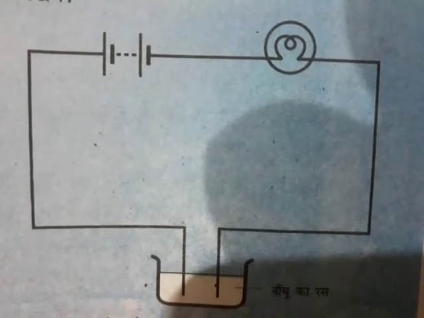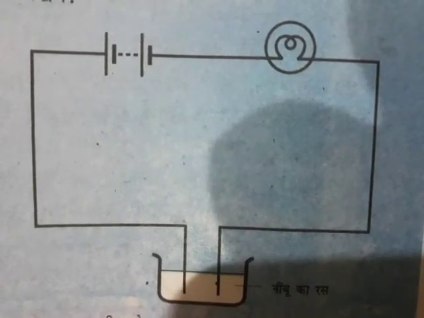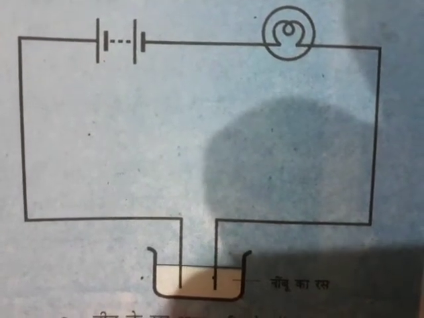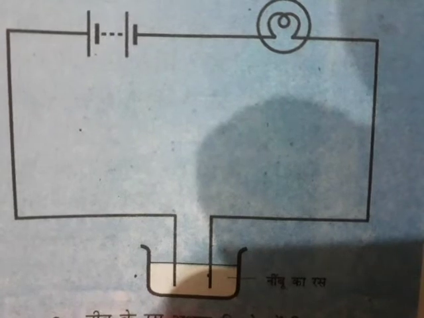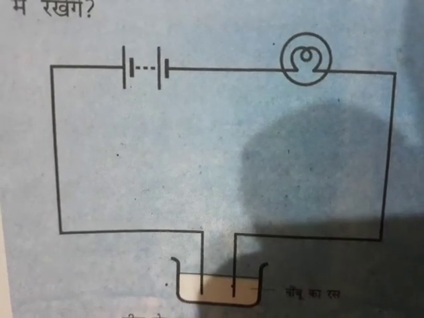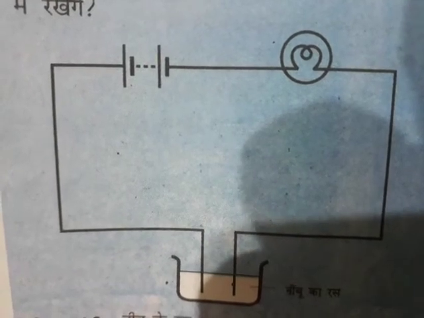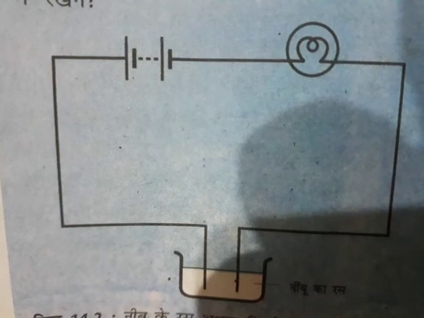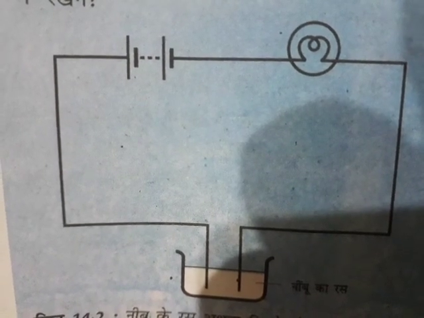So, we should never handle electric appliances with wet hands or while standing on a wet floor. When salt is dissolved in distilled water, we obtain salt solution. This is a conductor of electricity.